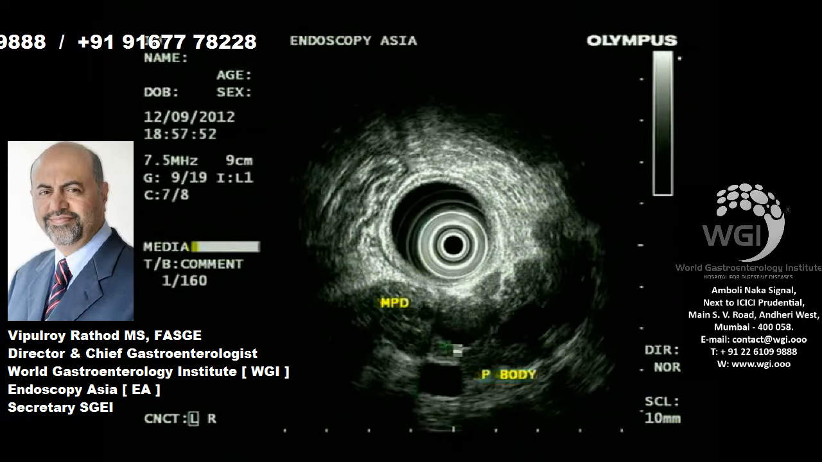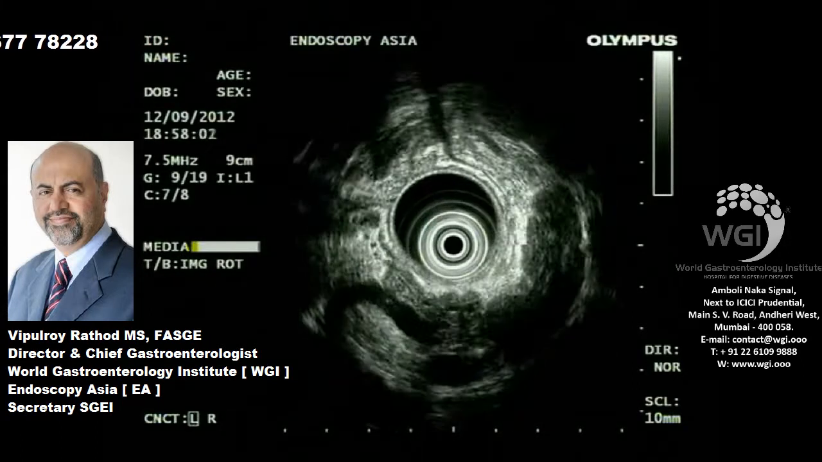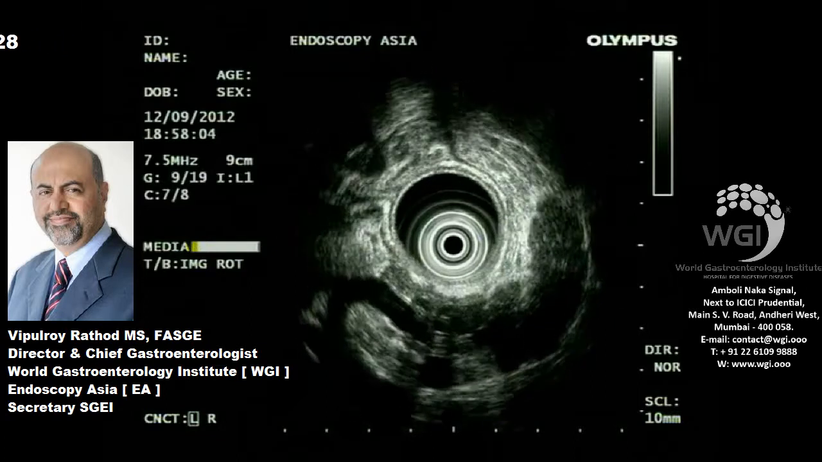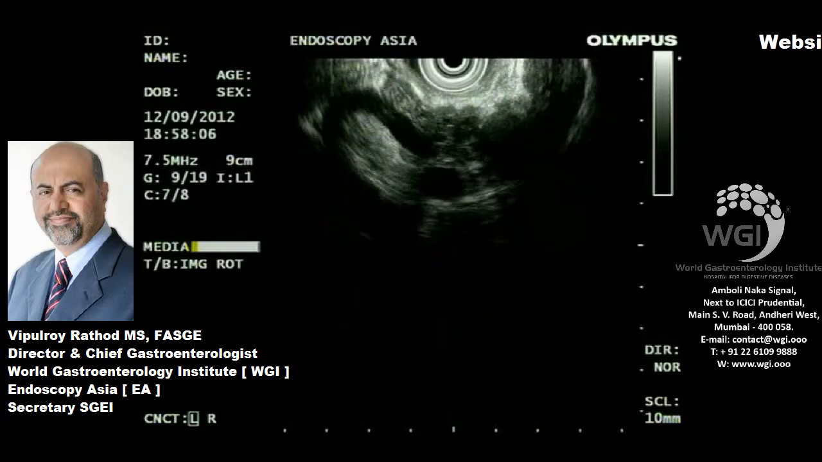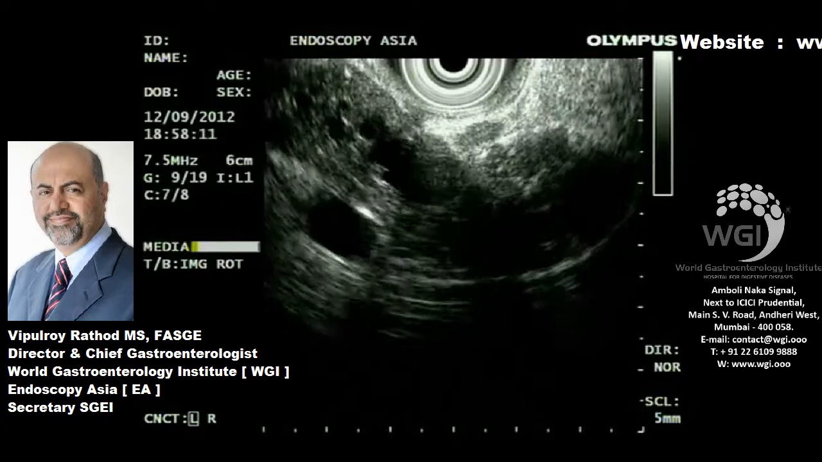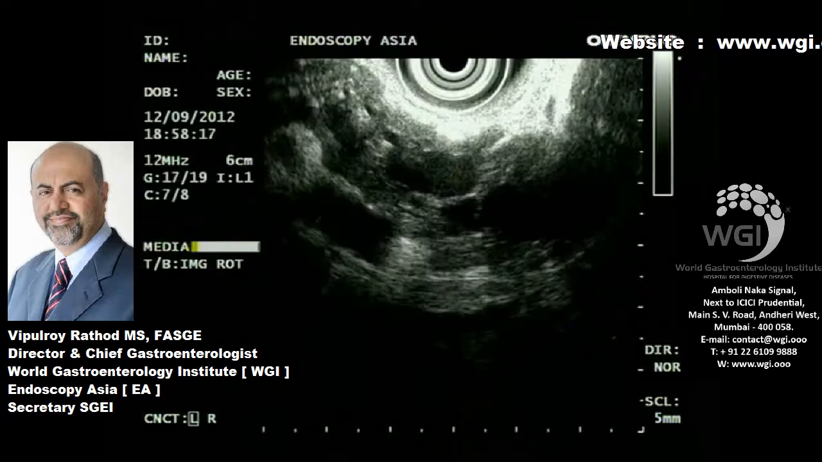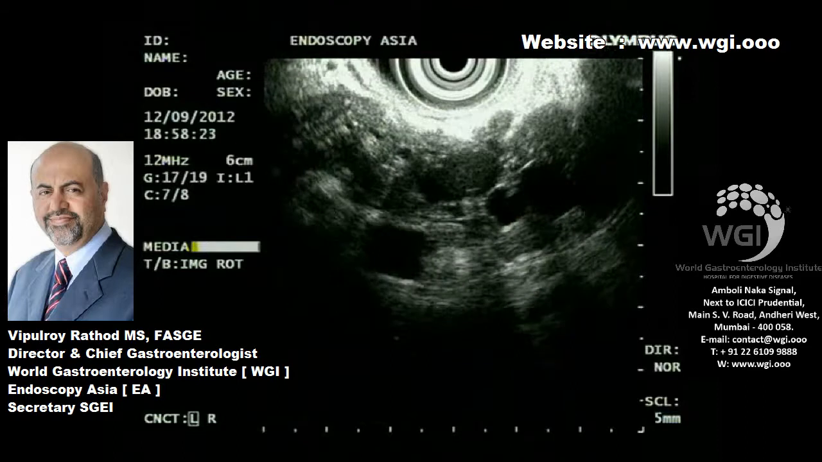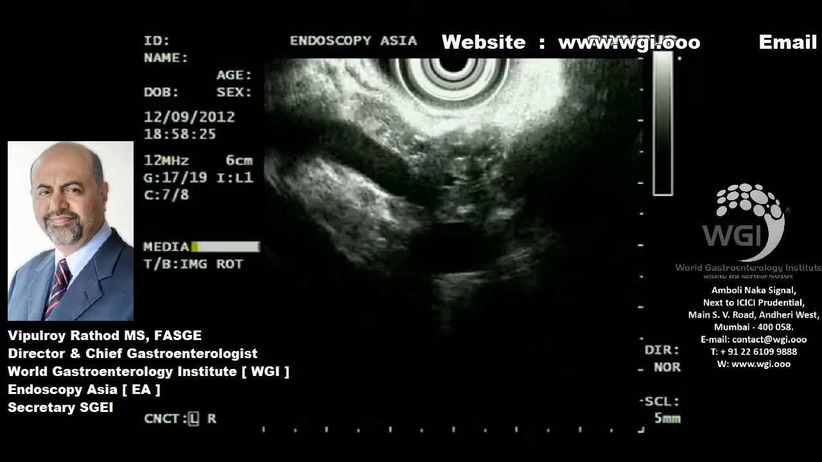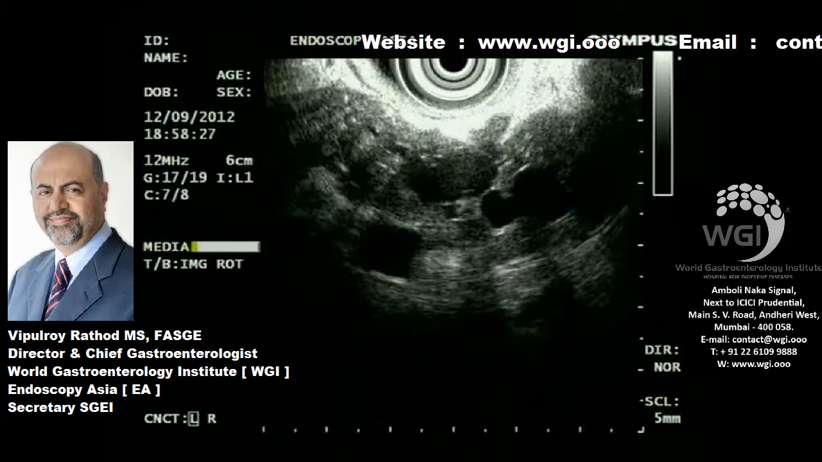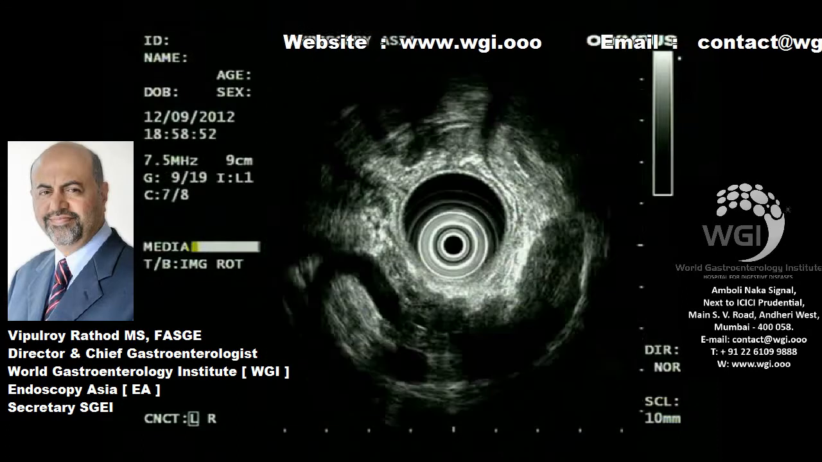Here, not very classical, but there is some question mark which is protruding in the pancreatic duct here in the body of pancreas. So either we are dealing with a metachronous lesion within the pancreas, or it's a mucin plug in the dilated pancreatic duct. It's difficult to assess only on the basis of EUS morphology.